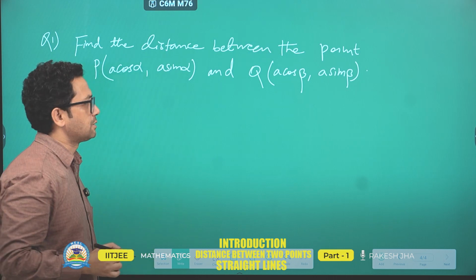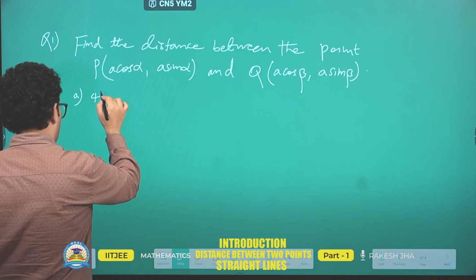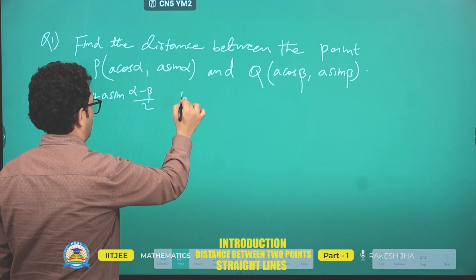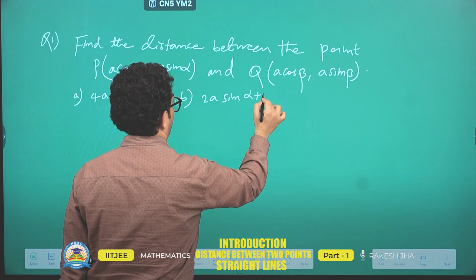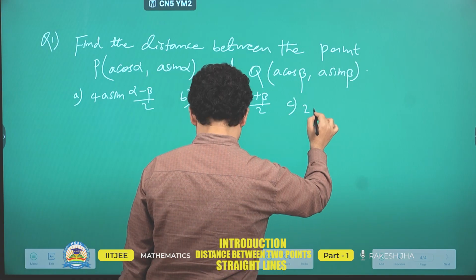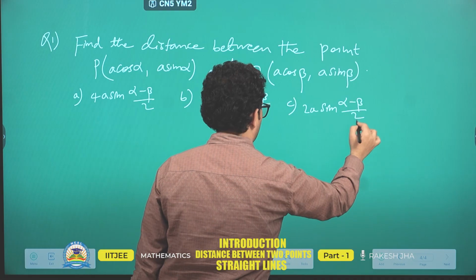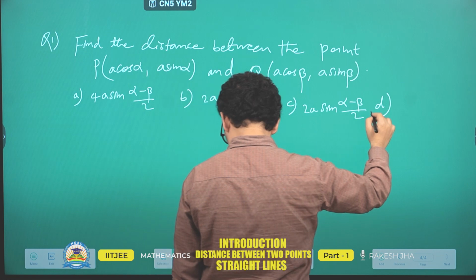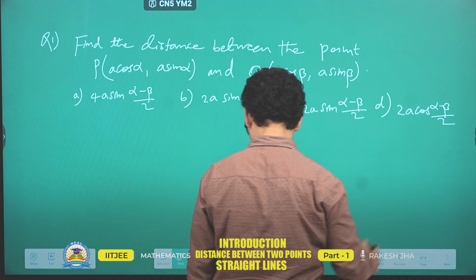And we have the four options. Option A is 4a sin of alpha minus beta upon 2. B option is 2a sin of alpha plus beta upon 2. C option is 2a sin of alpha minus beta upon 2. And D option is 2a cos of alpha minus beta upon 2.